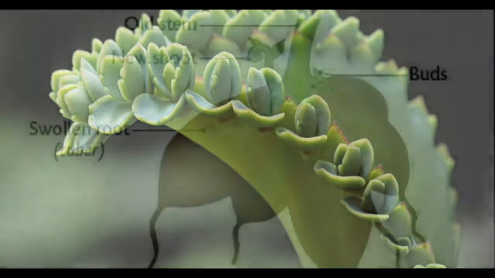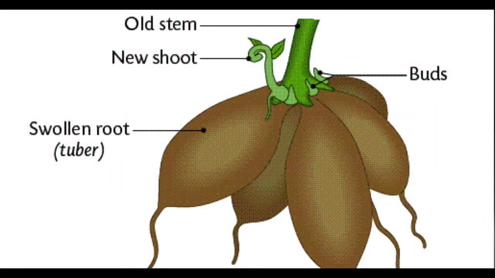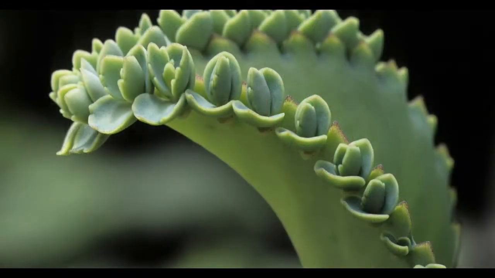First, vegetative propagation. It is a type of asexual reproduction in which new plants are produced from roots, stems, leaves and buds. Since reproduction is through the vegetative parts of the plant, it is known as vegetative propagation.